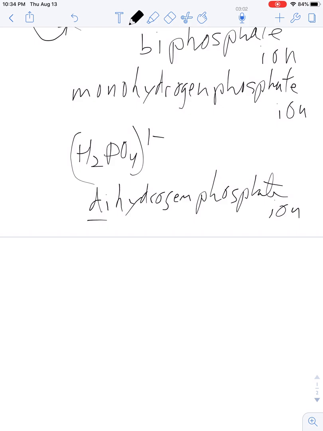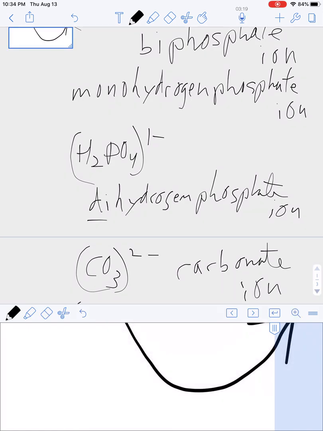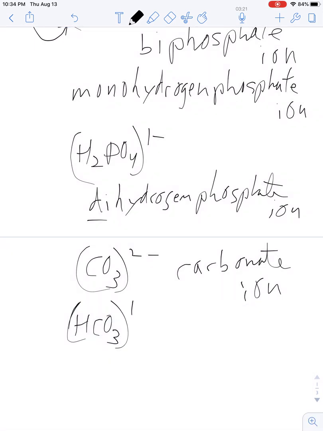So if we had this one, we would call that carbonate ion. It's not bonded to anything. It's got a -2 charge, the carbonate ion. But if I put a hydrogen in front of it, the charge is going to decrease by 1. So then I would call it a bicarbonate ion. Okay?